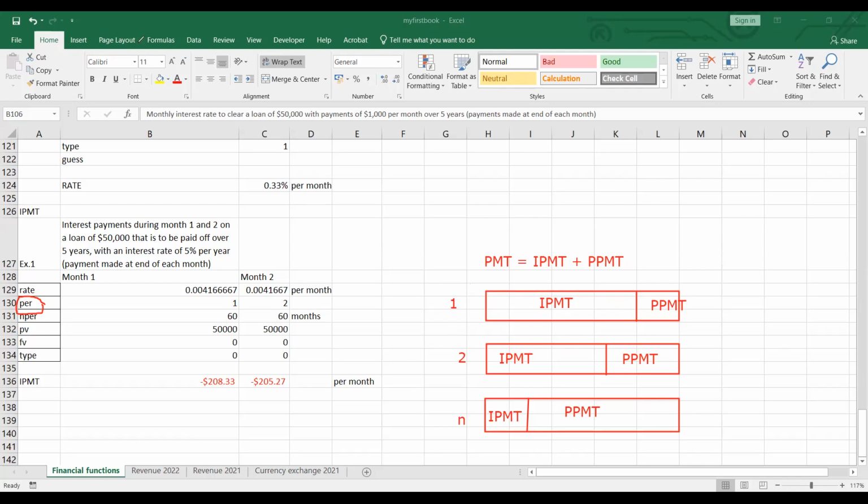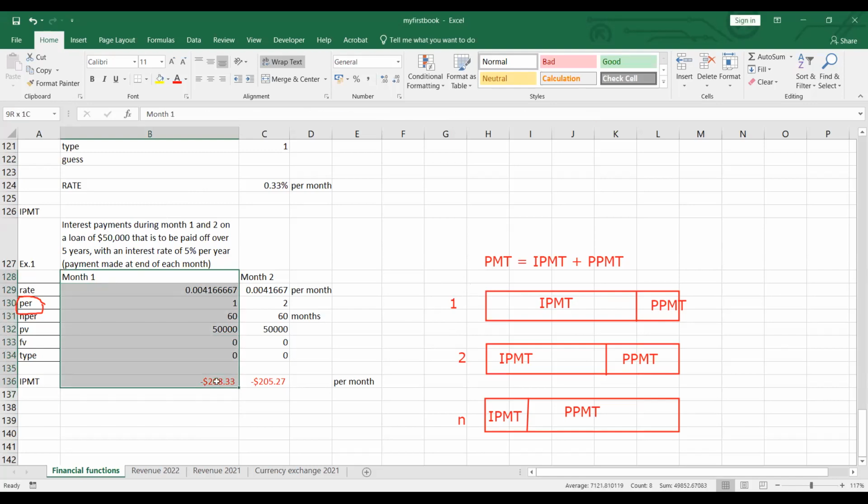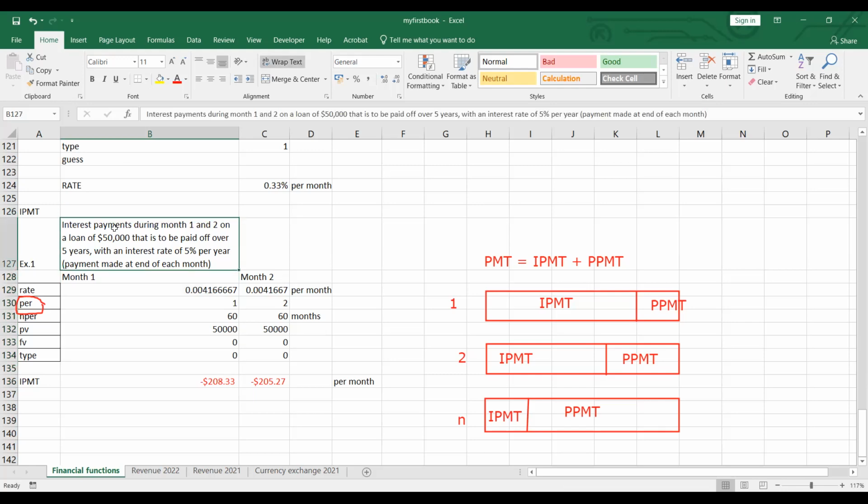Here the problem asks us to find the interest payment during month 1 and month 2 on a loan of 50,000. I'll focus on month 1 first and then copy the information to month 2, because everything for the arguments will be the same except per or period. We are asked to find the interest payment, so this is the IPMT, and we put the IPMT function first.